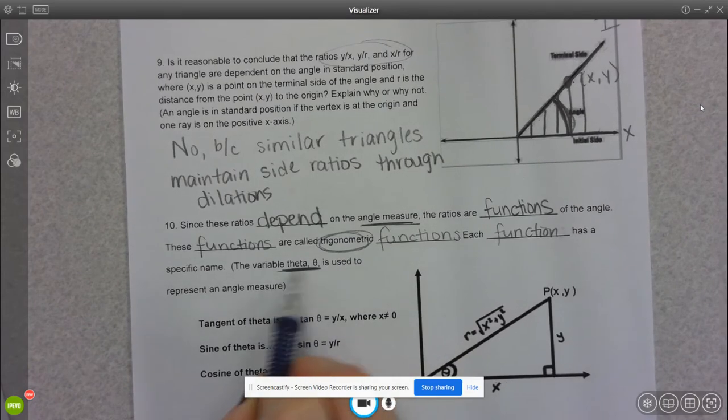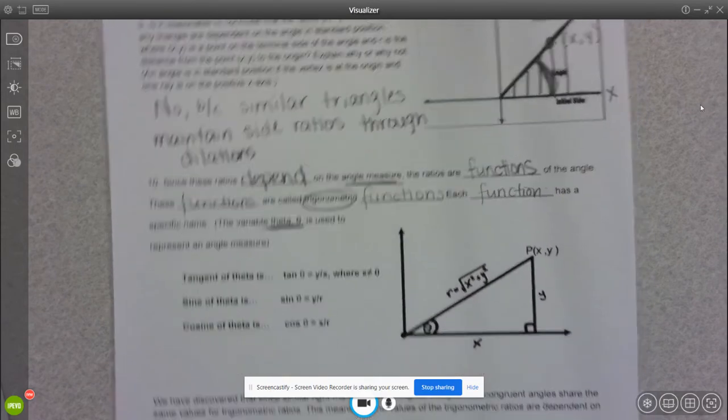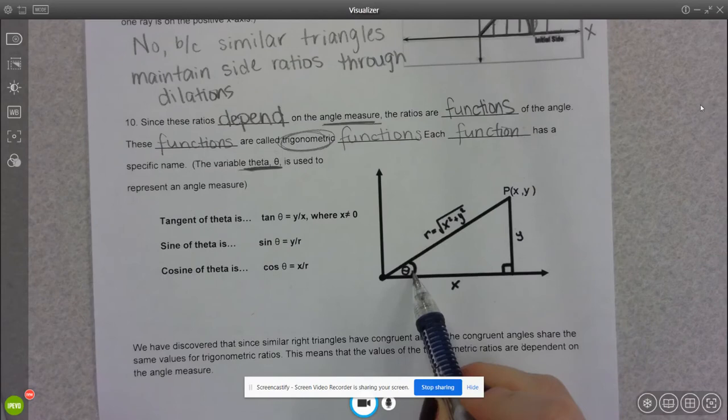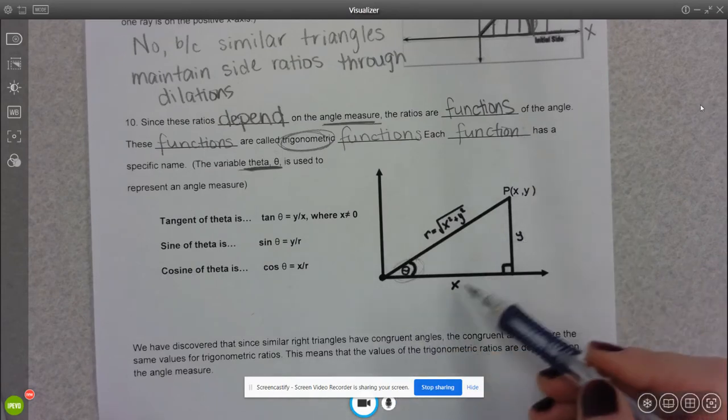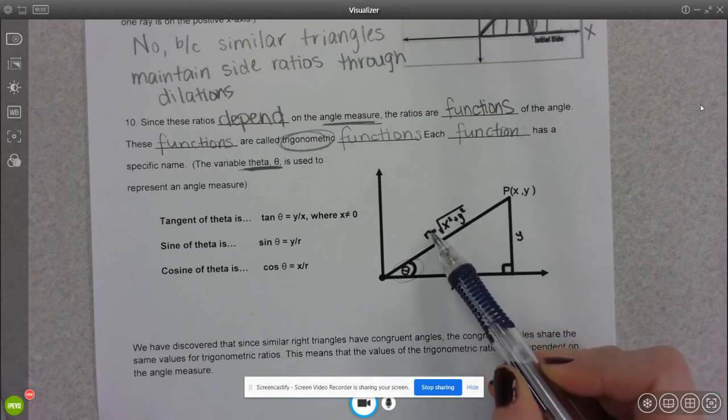Theta, it's a Greek letter, but that is what we use to represent the angle measurement. So down here you have a picture. So theta is my angle here. x and y are our legs, and r is our hypotenuse.